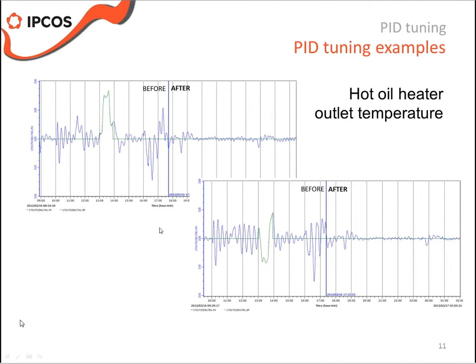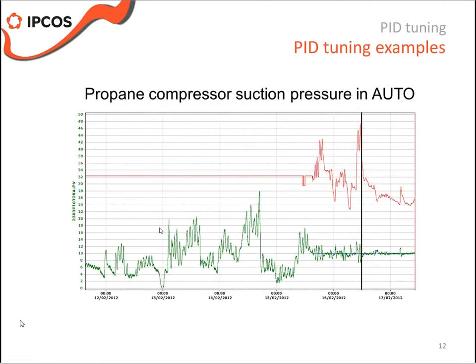My second example is of a propane compressor suction pressure. On this particular plant, the propane compressor was the heart of the plant, providing propane for chilling in various parts of the chill down section of the plant. And the client was never able to put this suction pressure in automatic. So the compressor was always operating at a fixed speed, which is the red line here.